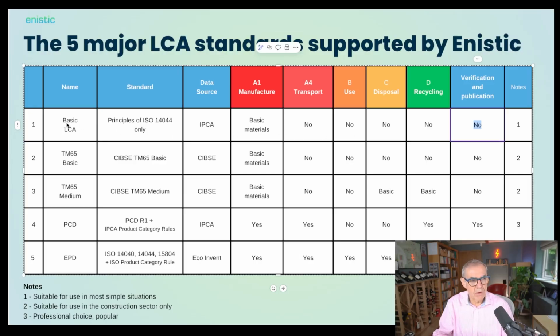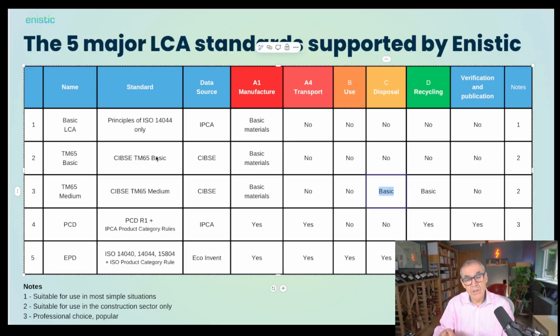Normally these things are good. Basic LCA is 10 minutes tops, very quick to do, but it only looks at the basic materials, and doesn't take transportation, use, disposal or recycling into consideration. The next 2, TM65 basic and TM65 medium, are by CIBSE, the Chartered Institute of Building Services Engineers, I think. Pretty sure of that. They've got basic and medium, 2 different ones, and they differ in that the medium is a little bit more complex in the A1 manufacture stage, and they start bringing in disposal and recycling, whereas the basic tends to avoid those things. Really, it's quite simple.